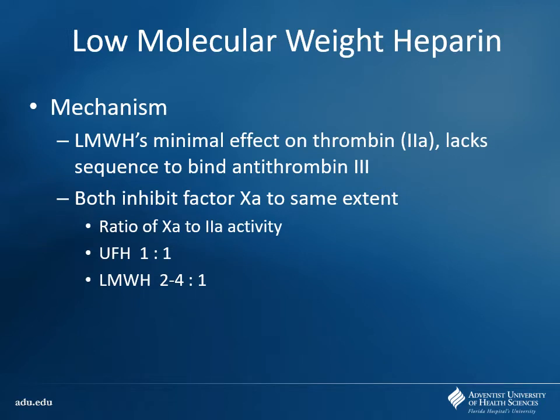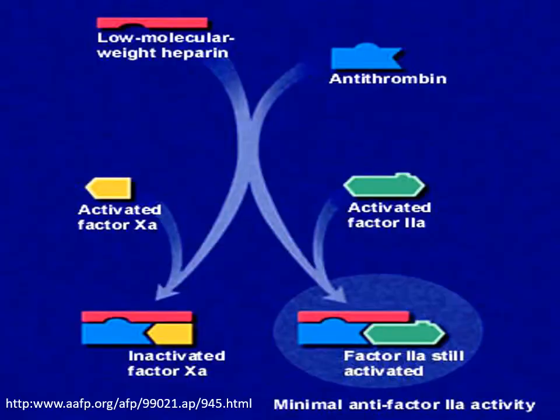Still working through factor 3, but because it's shorter, it can't really facilitate that binding with factor 2 quite so much. And so you end up seeing a ratio where you have about 2 to 4 times more activity against factor 10 compared to 2, versus unfractionated heparin, which is mainly 1-to-1 between those two. Now this is important because the monitoring parameter we're going to use is going to change. We can't use APTT for low molecular weight heparins like enoxaparin because it doesn't measure well. It doesn't have a good correlation between the value and the actual anticoagulant effect.